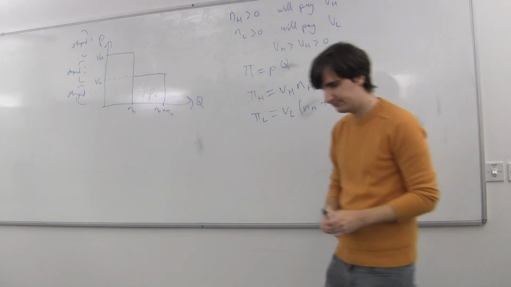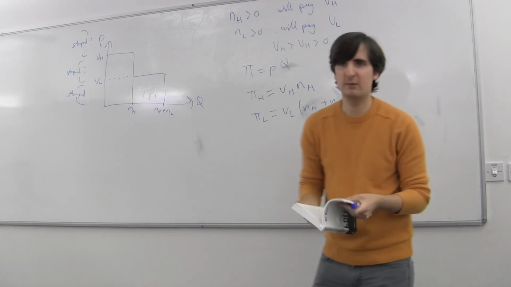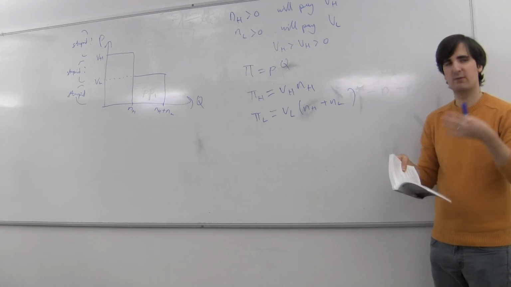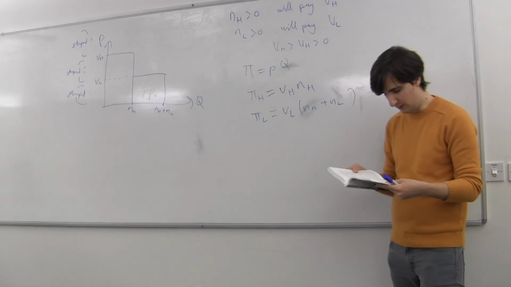Okay, so this is an example that you always need to think about monopolists as profit maximizing. Get away from this marginal revenue equals marginal cost. You have to think about profit maximization.